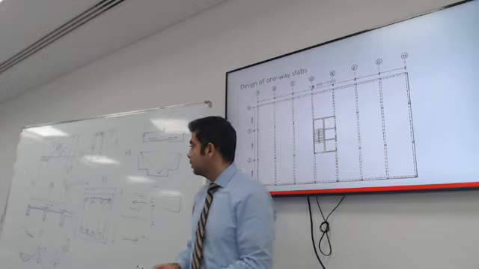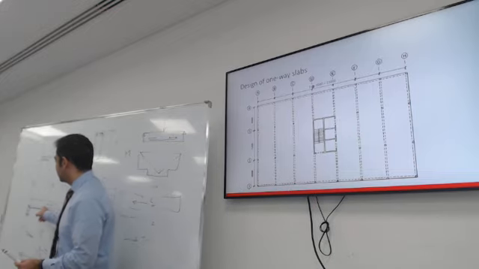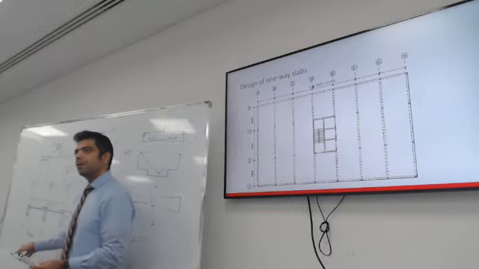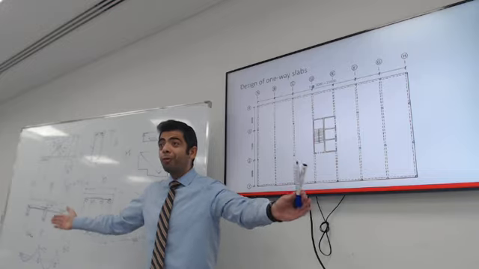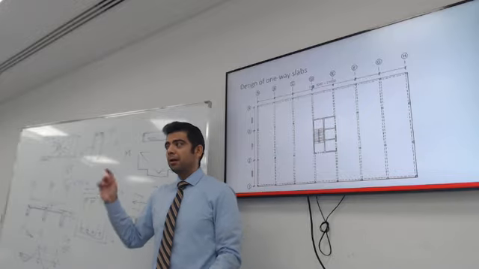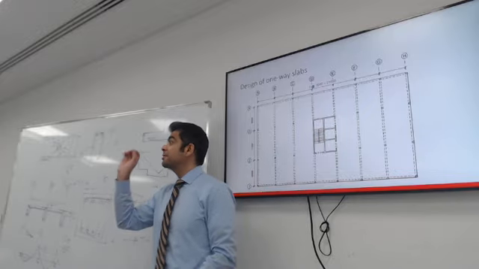It's spanning between two beams. Oh, you mean the span of this beam? Yes, you're right. That's the overall width of the slab. But we don't need to do that. We can take a small cross section.